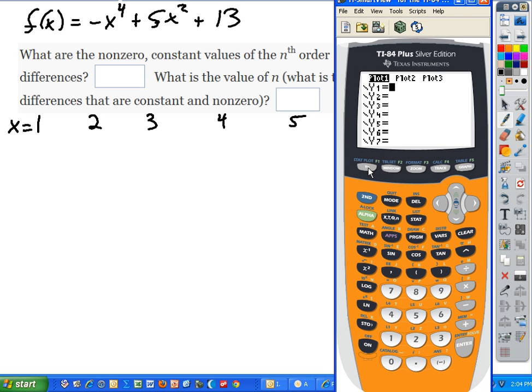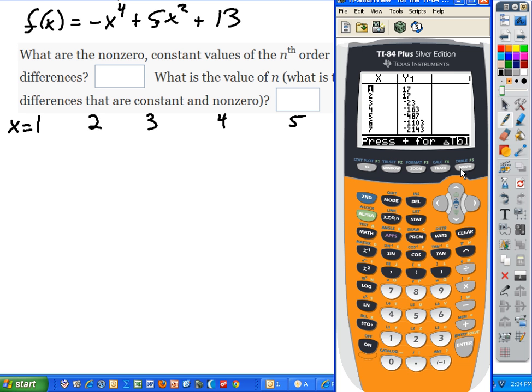So I'll put in negative x to the 4th plus 5x squared plus 13. Okay, hit enter. So it's in there now. Now if I go to table, there we go. It gives me the y values back.